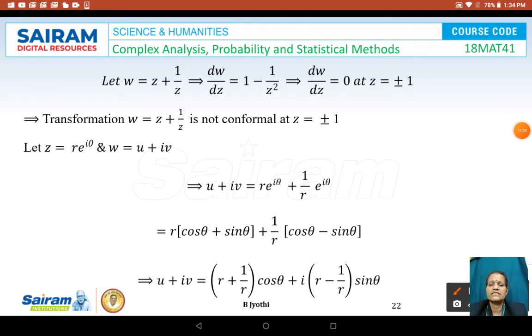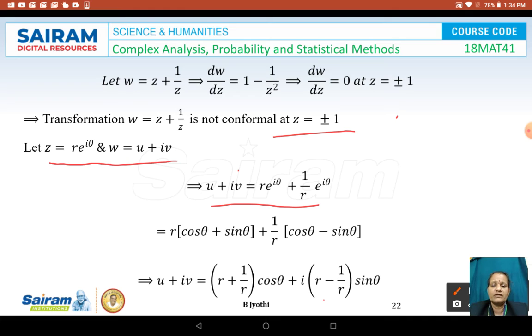Next we have one more, the last transformation, that is z plus 1 by z. So let w is equal to z plus 1 by z, which implies dw by dz is 1 minus 1 by z square, and it is equal to 0 when z is equal to plus or minus 1. And the transformation is not conformal at z is equal to plus or minus 1. Let's consider z is equal to r e power i theta and w is u plus iv. Therefore, u plus iv will be equal to r e power i theta plus 1 upon r into e power i theta.